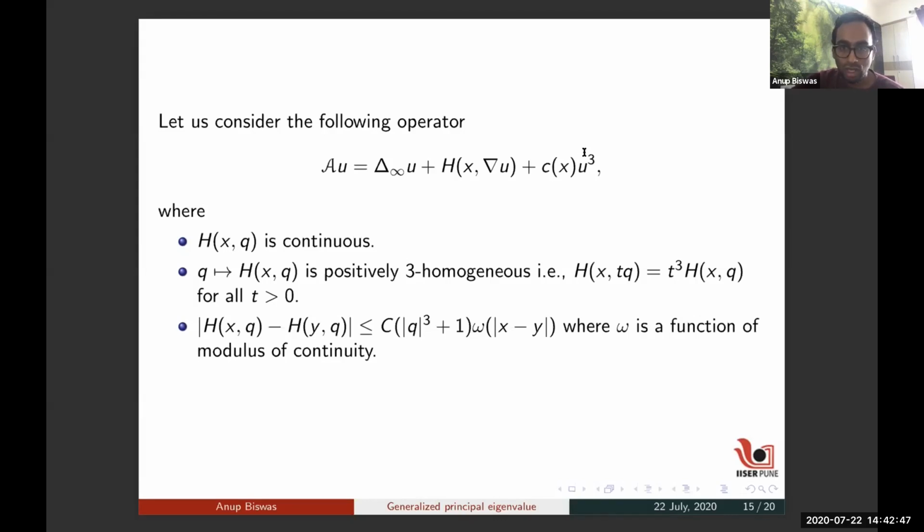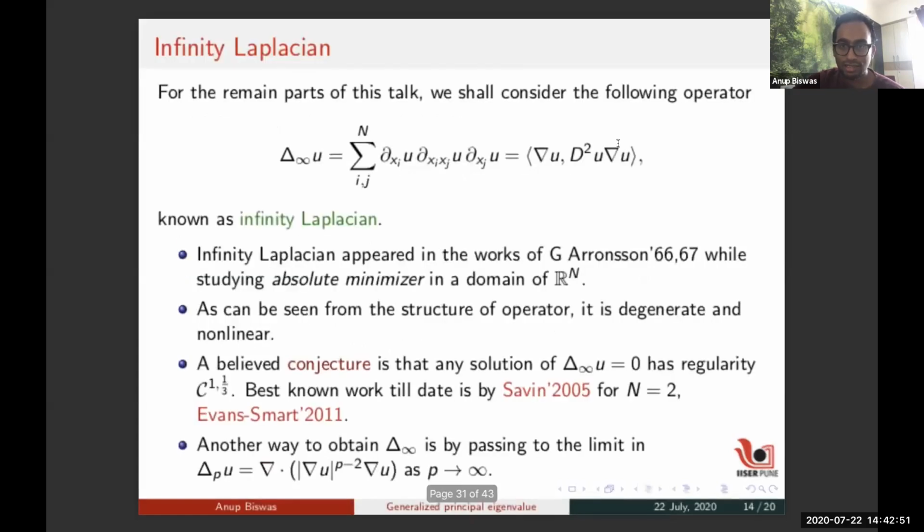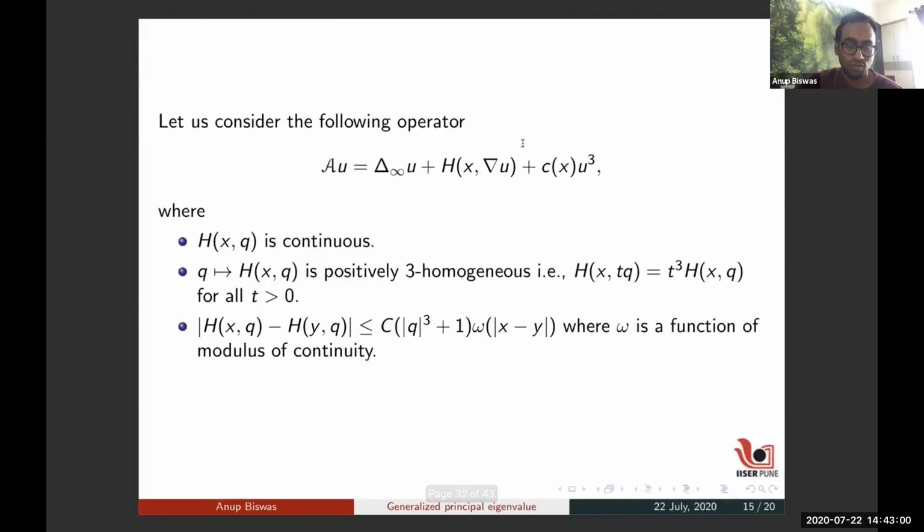Now here, why do I want u to the power cube? Because this is 3-homogeneous. In fact, if I multiply u by t, then t to the power cube would come out. So this is positively 3-homogeneous. Okay, and there are some conditions one would need on H.